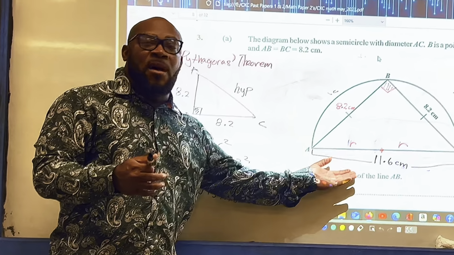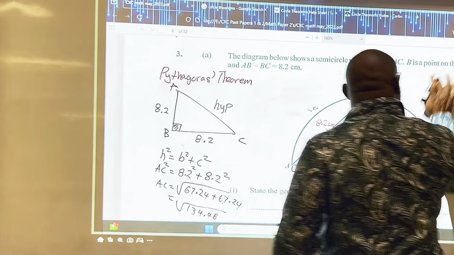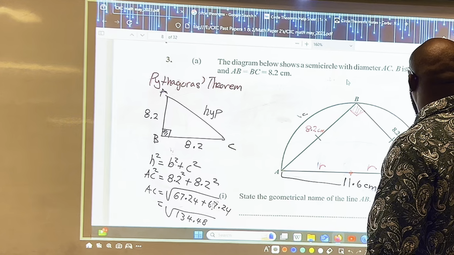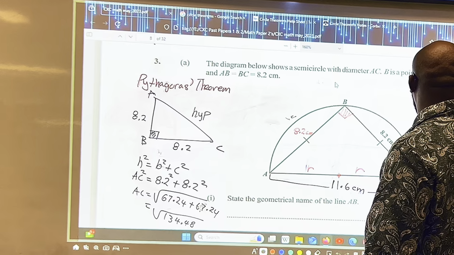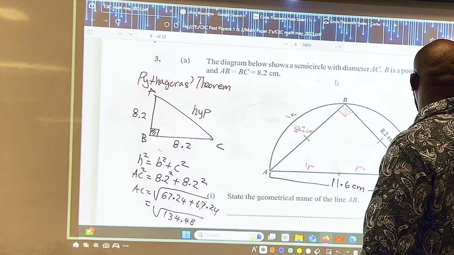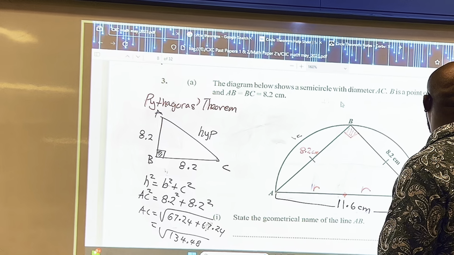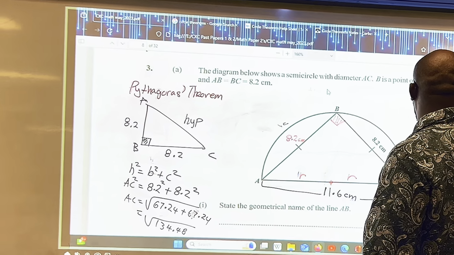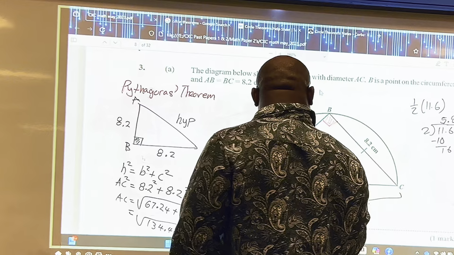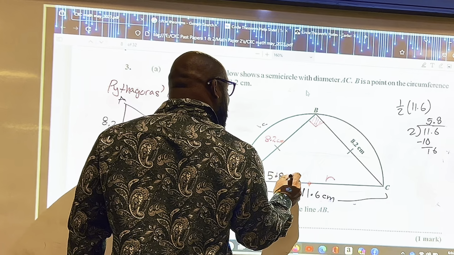We found the diameter. So what's the radius? Half of it. Half of 11.6 is 5.8. So here it is, 5.8 centimeters.